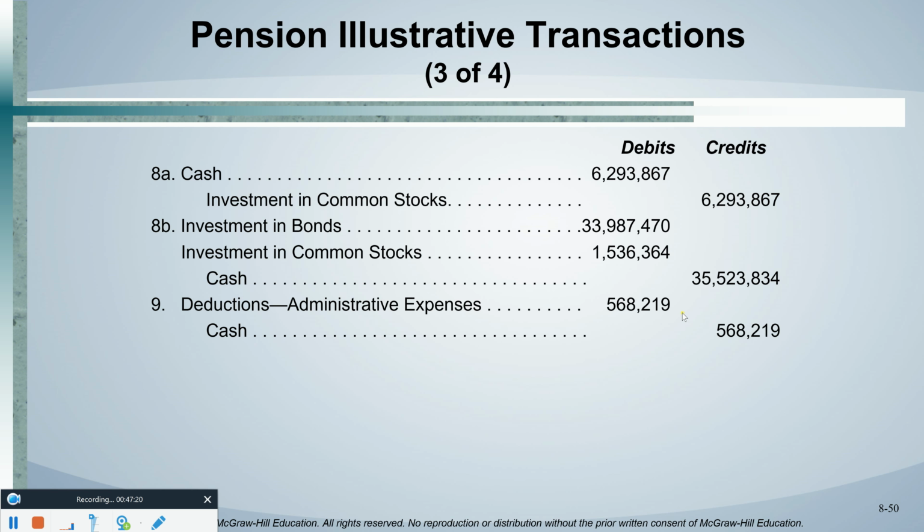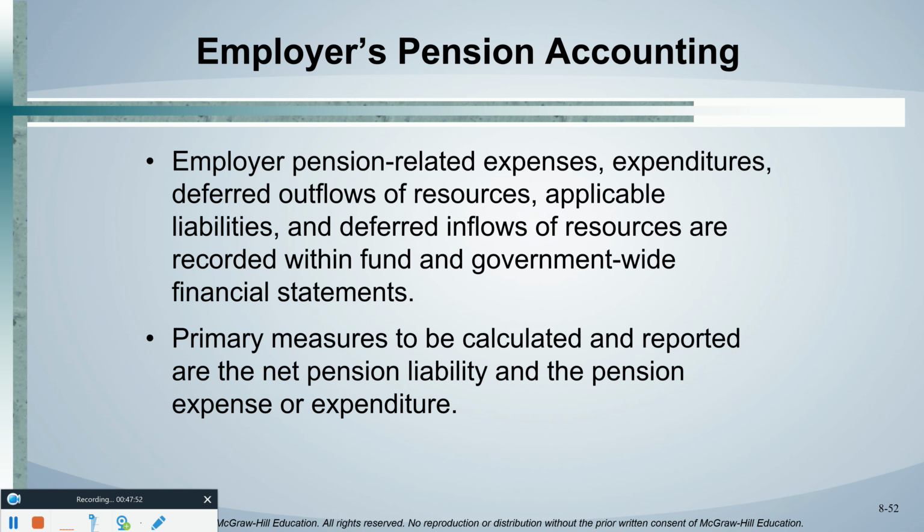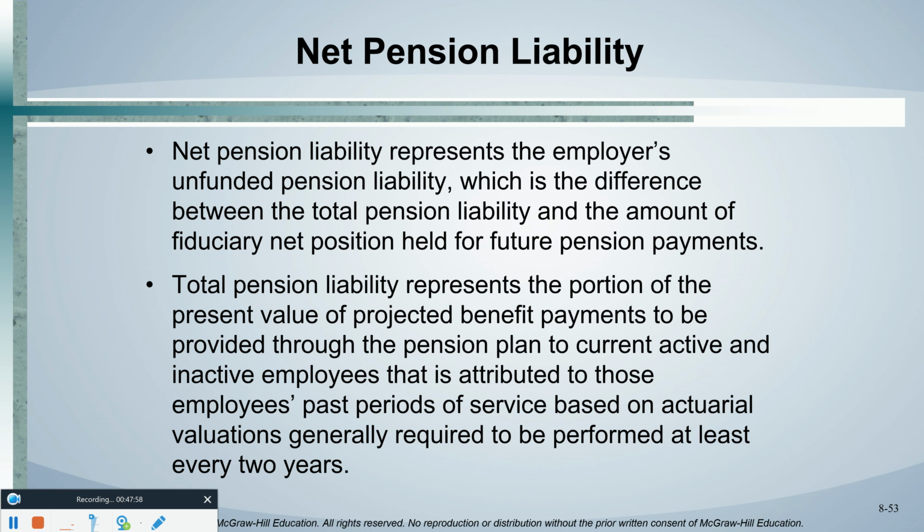So you see what's going on here. The employers make a contribution, the employees make a contribution, hopefully the portfolio makes some interest and dividends and some fair value changes, and then of course some deductions for benefit payments. And that is basically how a pension works. Here are the closing entries at the end of the year. We will close our additions with debits, we will close our deductions with credits, and the net amount goes to net position.